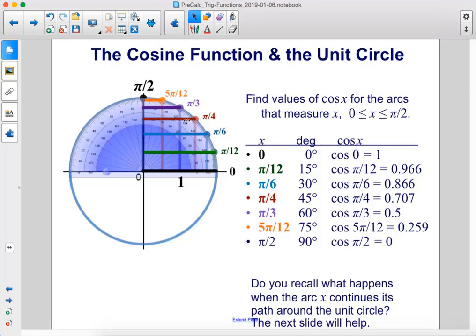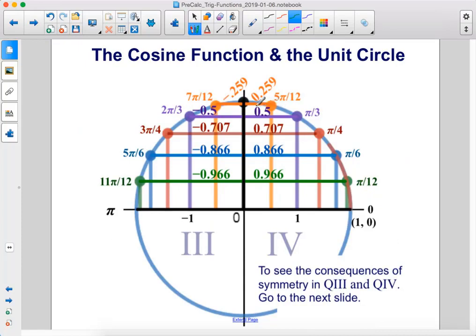If we pick a random line here, pi over 4, which is 45 degrees, has a cosine value of 0.707, which you can see compared to the 1 line, it's 0.7 compared to 1. This is also the square root of 2 over 2. Do you recall what happens when the arc x continues its path around the unit circle? The next slide will help.